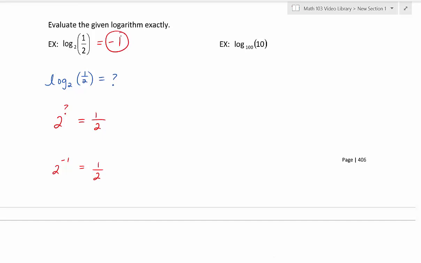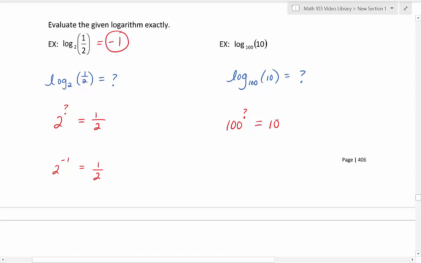Let's try another one. Log base 100 of 10. Log base 100 of 10 is equal to something. And that something is what we're going to find out. We'll rewrite this in exponential form. 100 raised to what power is equal to 10? So let's think about it. What power can we raise 100 to so that we get 10?